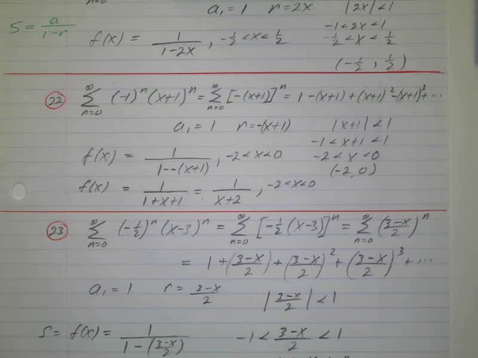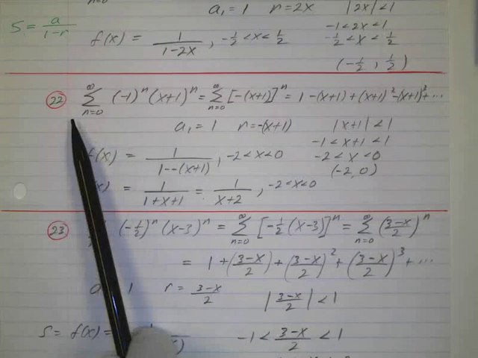Okay, this is number 22 from section 9.1, and some more of these great geometric series. Again, find the interval of convergence and the function f(x) represented by the geometric series. So this was our geometric series on number 22.